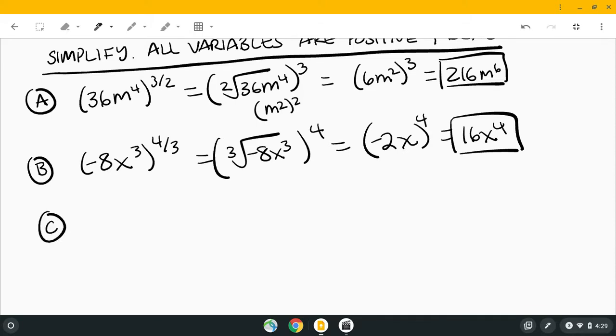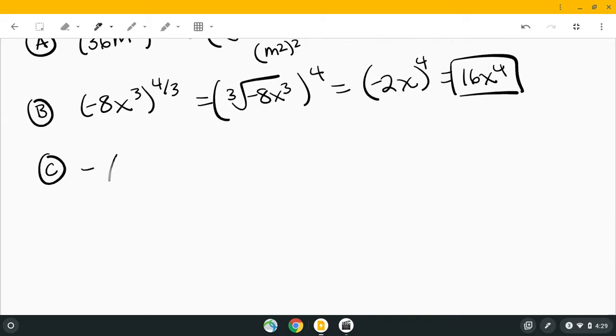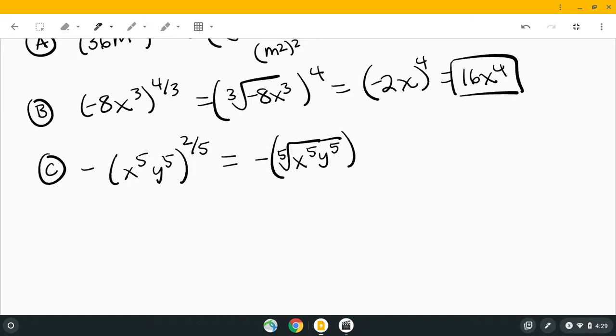Let's do one more here. Negative, and then we'll do x to the 5th, y to the 5th, to the 2/5. So again, this means we're going to do the 5th root of this, and then our answer, we'll raise it to the 2nd power. The negative will hang out there in the meantime. So we're doing the 5th root of x to the 5th, y to the 5th, and that answer, don't include the negative, that negative goes last. That answer will be squared.